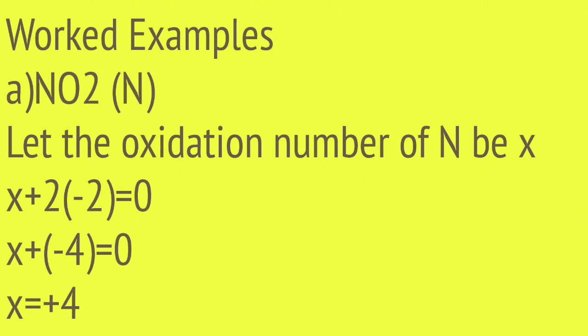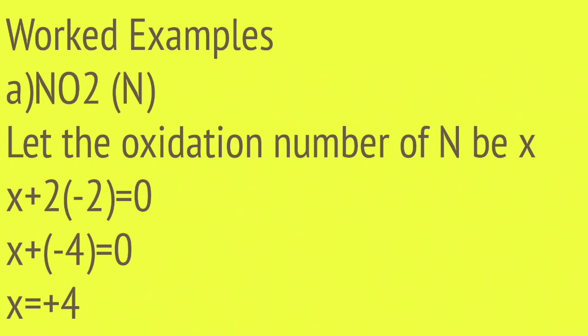Another example, NO2. Find the oxidation state of nitrogen in nitrogen 4 oxide, which is NO2. Now again, we shall let the oxidation number of nitrogen be equal to X, such that we shall say X plus. Now, in this case, the oxygens are 2, so we shall put 2 into the oxidation number of oxygen. This is not a peroxide again. Therefore, the oxidation number of oxygen will remain -2.